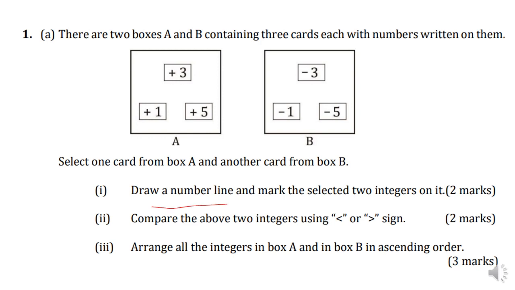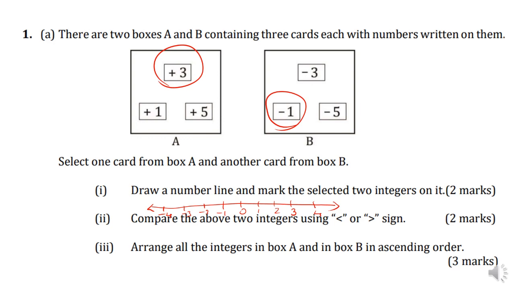So I'm going to draw a number line. You know, this is something you can draw. Maybe 0, 1, 2, 3, 4, -1, -2, -3, -4. And let's say I got -3 from box A, and +3 from here, and -1 from box B. So I'm going to mark these 2 numbers on the number line. You can see how I mark.